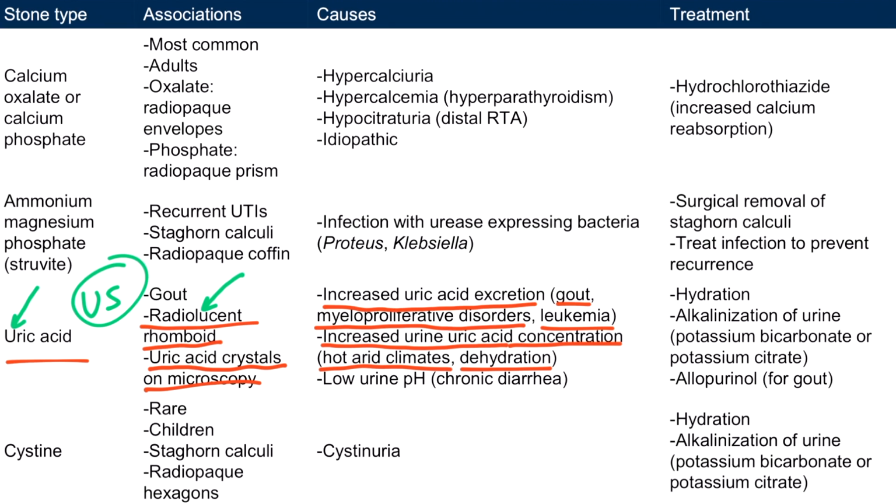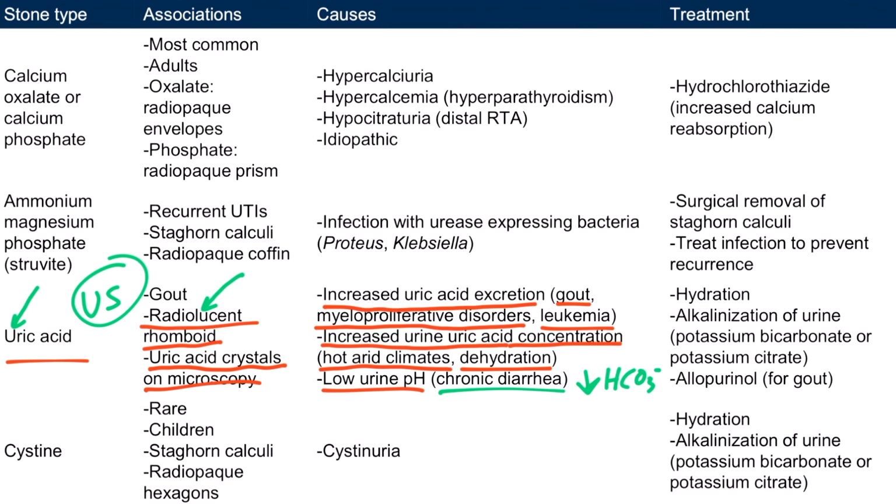Another cause is low urine pH, or acidic urine. And here's why this is a problem. Acidic urine favors the formation of insoluble uric acid over soluble urate, leading to stone formation. And one reason for having a low pH is chronic diarrhea. This results in the loss of bicarb. Now let's move on to treatment.